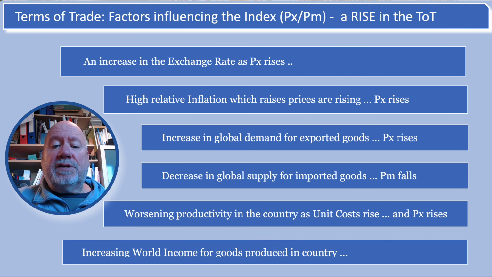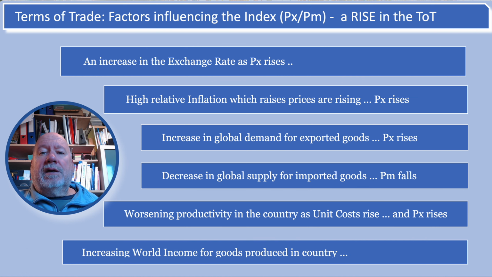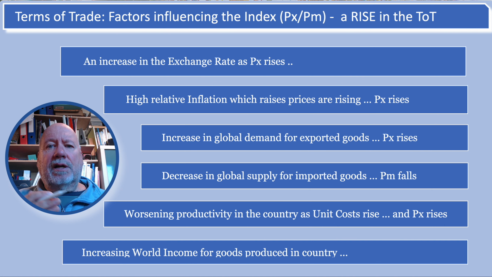And it could be an increasing world income for the goods that this country has produced. And again, that's an increase in global demand. Depends on your income elasticity of demand would be a good thing to say there. But really what you're saying is that if there's an increase in the demand, then the price of your exports will rise, and so will your quantity.